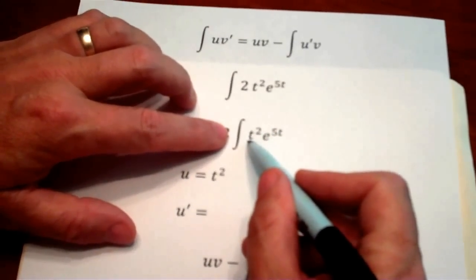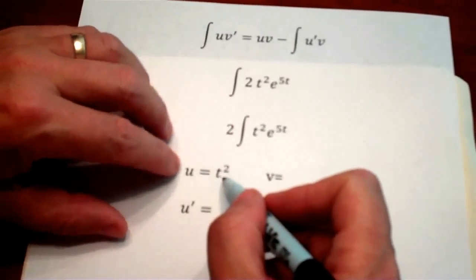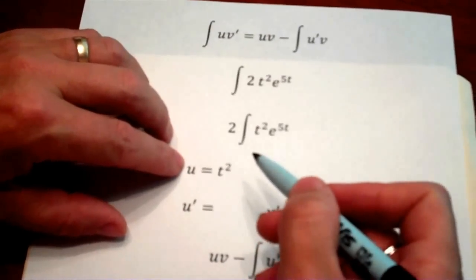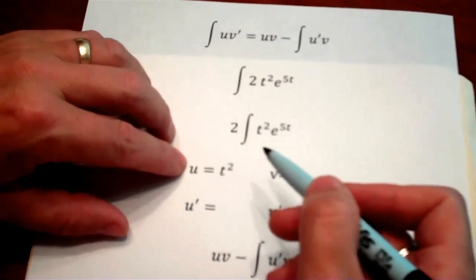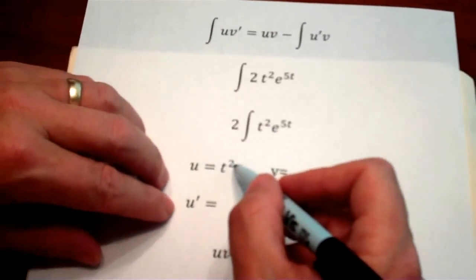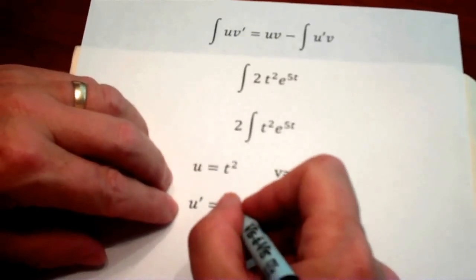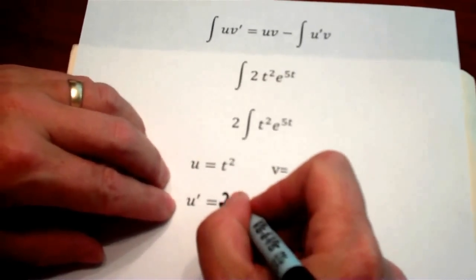Instead, I'm going to pick my u to be the t squared part. Now, admittedly, this will not make it go away, but it will make it simpler. Right now I've got a square. When I take the derivative, I simply have a 2t.